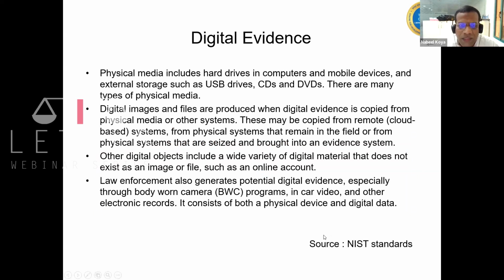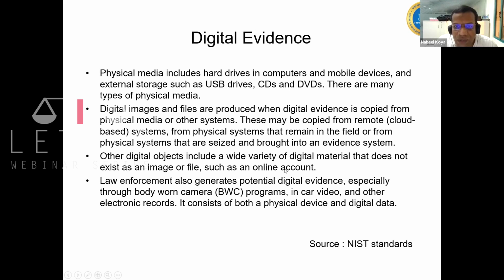Now, these are the various digital evidences that you can obtain. Physical media includes hard drives, computers, and mobile devices, which we have just discussed. Digital images and files are produced when digital evidence is copied from physical media. Then, as mentioned earlier, digital objects include a wide variety of digital material that does not exist as an image, such as an online account, the cloud, or a Facebook account. And there are also digital evidences specific to law enforcement agencies: body-worn cameras, car videos, electronic records. When a car crash happens, the information available from the car comes as digital evidence.